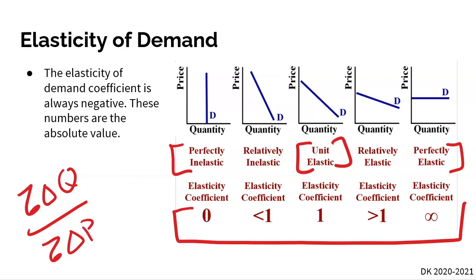And so the elasticity of demand should always be negative, but we don't care if the number is negative or positive. That means we're always going to take the absolute value. So if it's -2, that does not mean it's less than 1, because we're always taking the absolute value. If our elasticity coefficient is -2, it is still relatively elastic because we always assume it's a positive number. If it's -5, it is still relatively elastic because we're taking the absolute value of that.